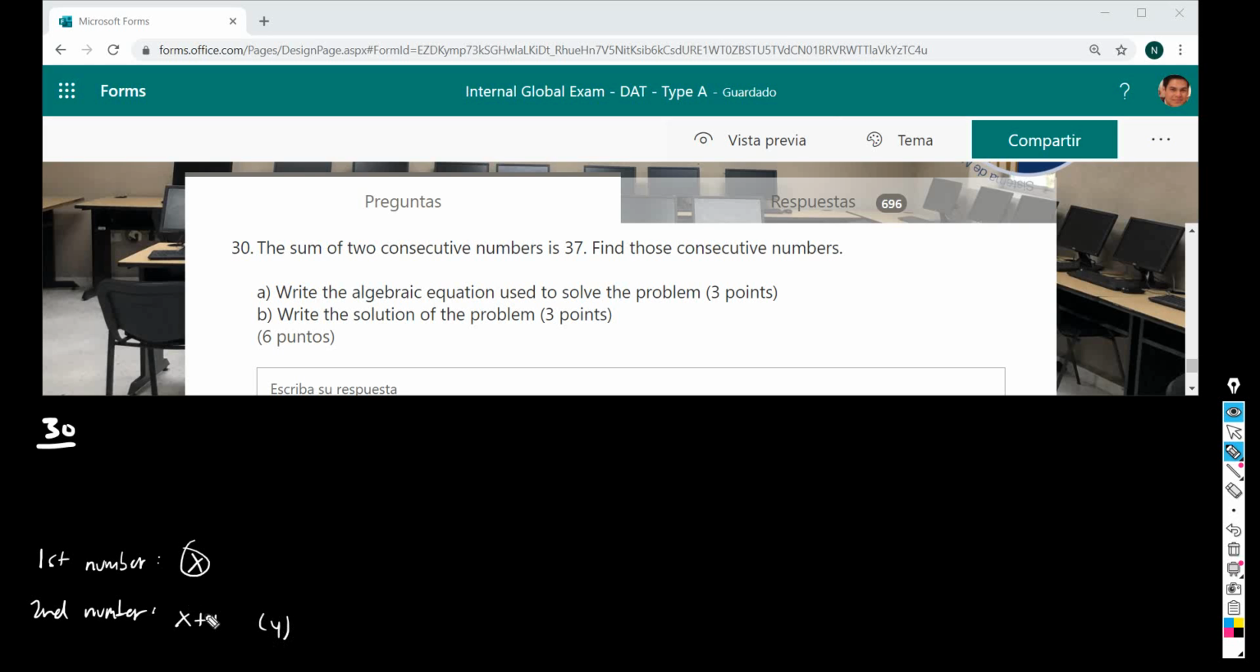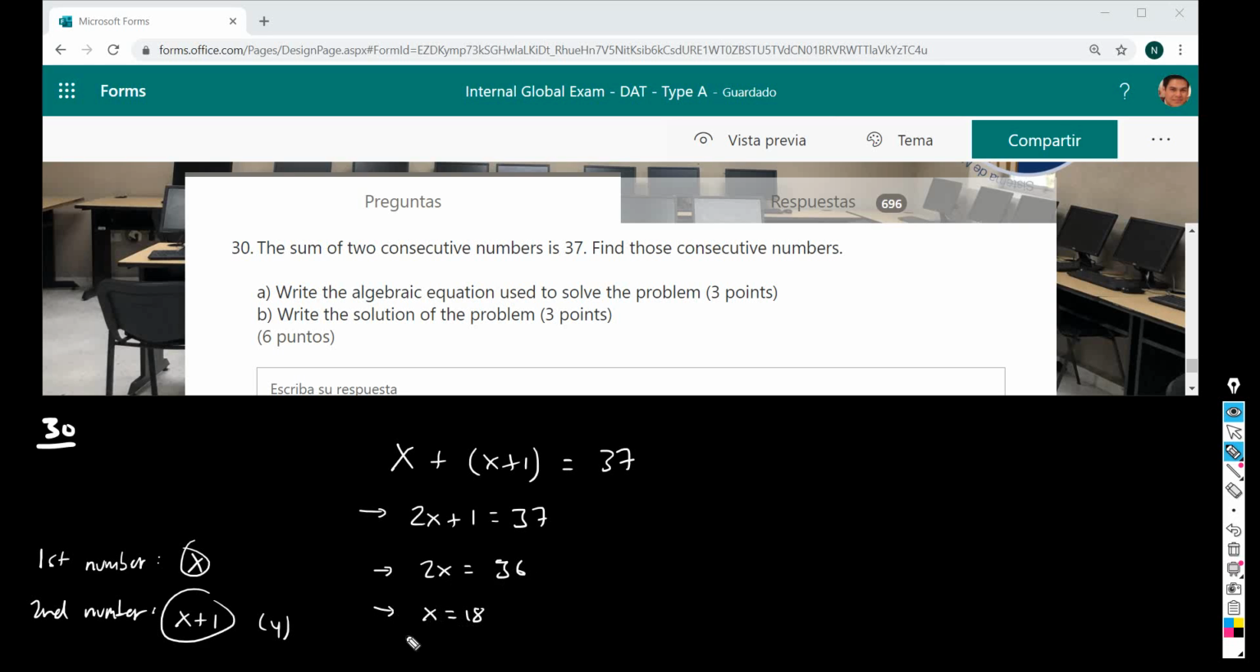So with these two representations for each of the numbers, then we can do this. The sum of them is x plus x plus 1, and that has to be equal to 37. And that's it. You see, you get a linear equation with one variable. You solve it. 2x plus 1 equals 37, and then 2x equals 36, and therefore x equals 18. Therefore this is the first number. 18 is the first number, and the consecutive number will be 19 because the consecutive number is x plus 1. So there you go. These are the two numbers.